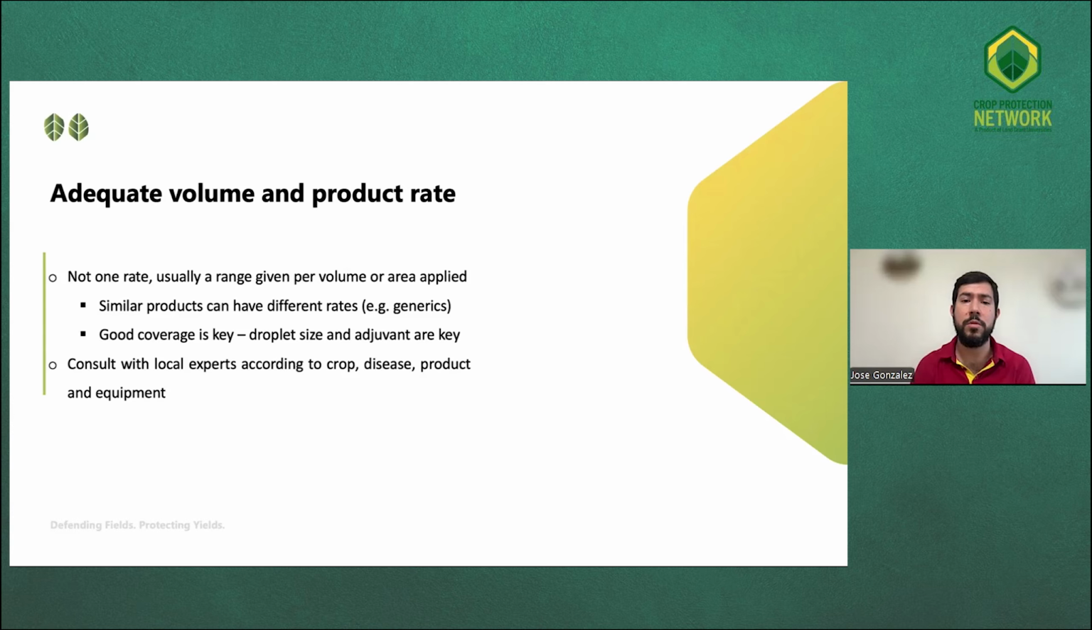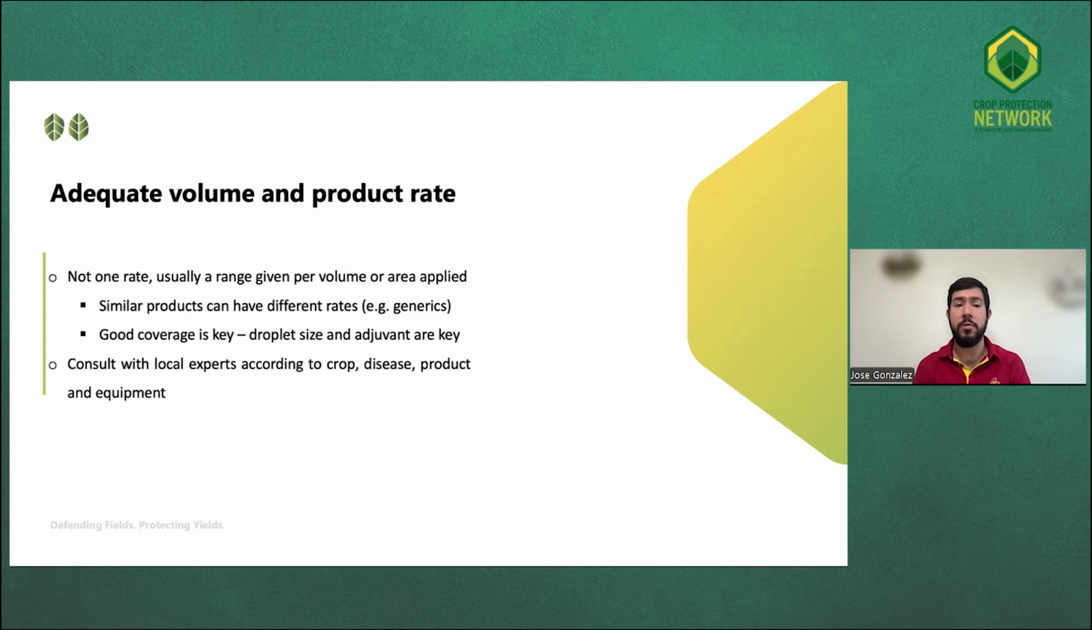It's very important to know what the appropriate rates to use are, especially because there are similar products that can have different rates. Even products that have the same active ingredients could have different concentrations and different rates. Another aspect to keep in mind here is that good coverage is key. And I want to mention that appropriate use of fungicide and promoting fungicide stewardship go hand in hand with appropriate control of the diseases.